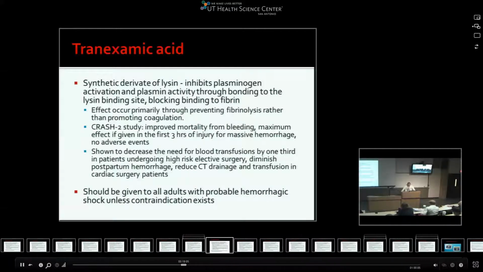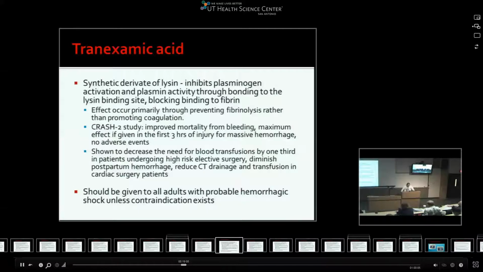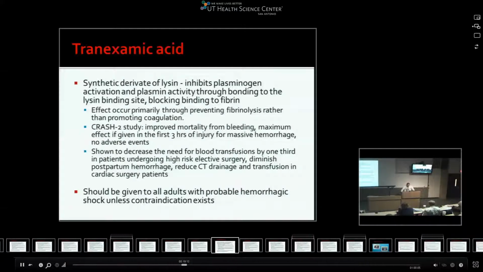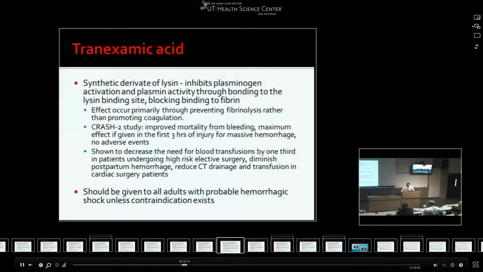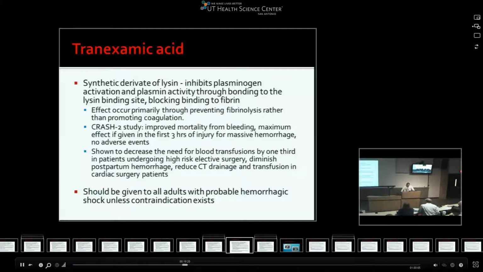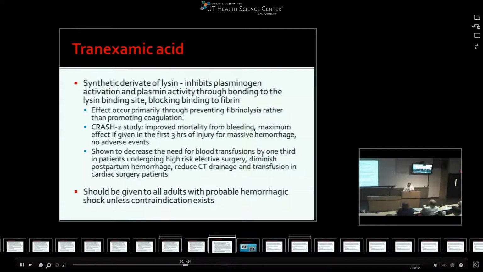Also, in non-trauma studies, it has been shown to decrease the need for blood transfusion by 1/3 of patients undergoing high-risk elective surgery, diminish postpartum hemorrhage, and reduce chest tube drainage and transfusion in cardiac surgery patients. The current recommendation is that it should be given to all adult trauma patients with hemorrhagic shock unless a contraindication exists.